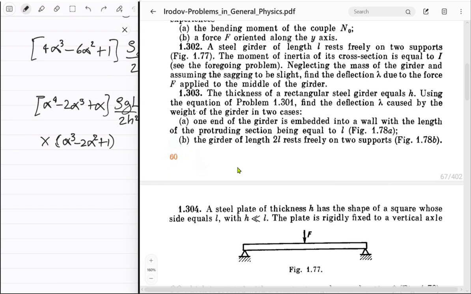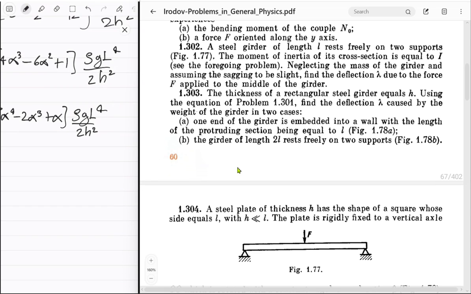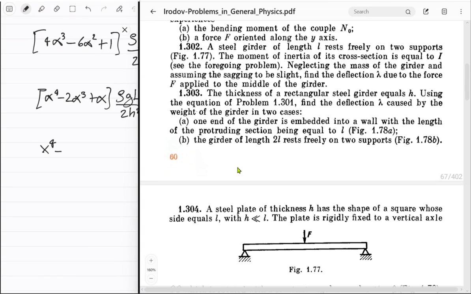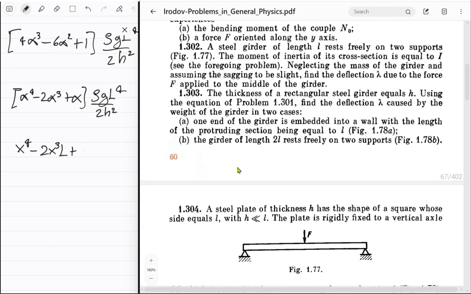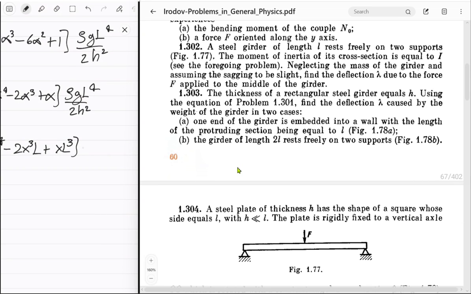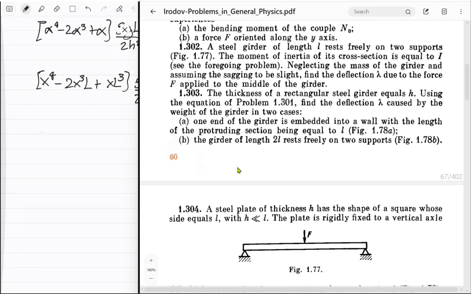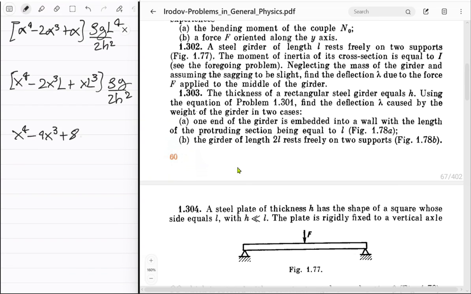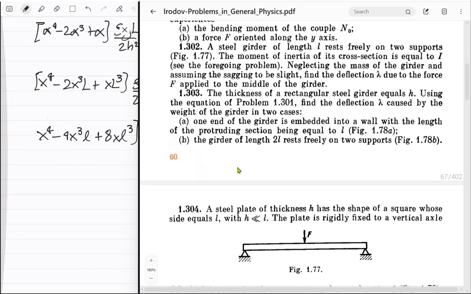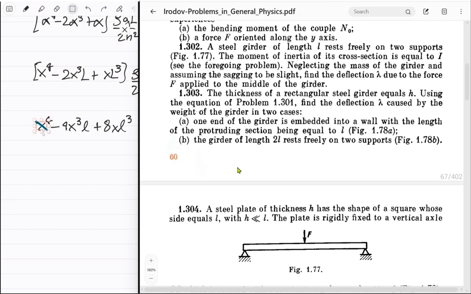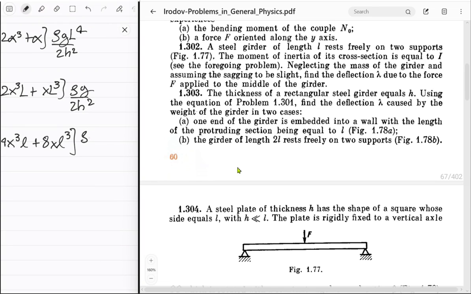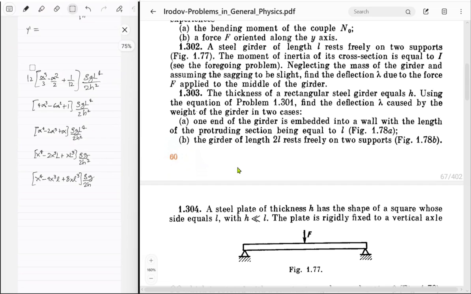One of these L will actually be remaining. Oh, that's kind of weird. You know what? Just bring everything inside. So bring that L power 4 inside. It will be x power 4 minus 2x cubed L plus x L cubed, times rho g upon 2h squared. And now you can make capital L equal to 2 small l, that connection. So it will just be x power 4 minus 4x cubed l plus 8 x l cubed. Perfect. And all of that times rho g upon 2h squared. That's the answer. Isn't that awesome?